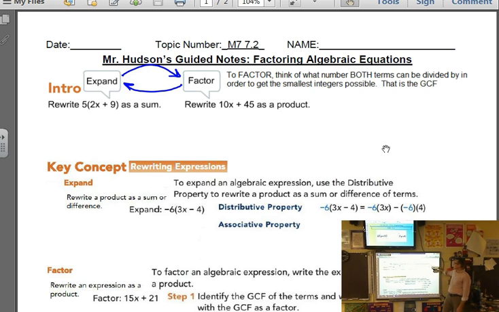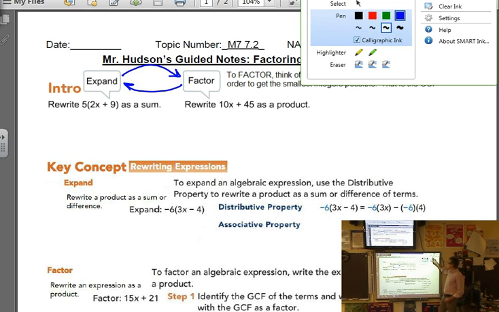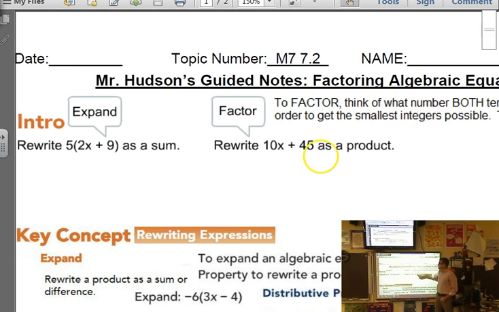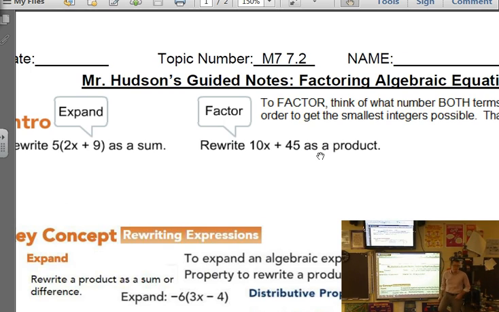So, GCF over here. What is the GCF? Greatest common factor. If you were to look at this expression, 10x and 45, what would you see as the greatest common factor, the thing in both of them that we could divide them by? 5. So when we factor this, we divide by 5, divide by 5.